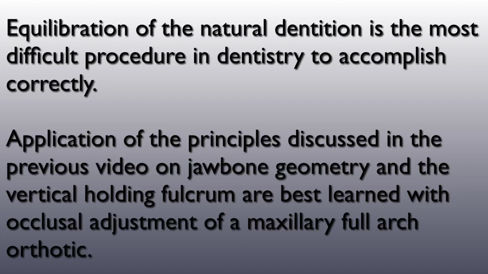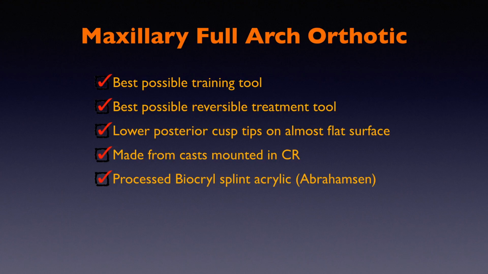Application of the principles discussed in the previous video on jawbone geometry and the vertical holding fulcrum are best learned with occlusal adjustment of a maxillary full arch orthotic. That is because it is the best possible training tool. It's the best possible reversible treatment tool. One uses the lower posterior cusp tips on an almost flat maxillary surface. It's made from casts mounted in centric relation, and it is a processed biocryl splint acrylic.